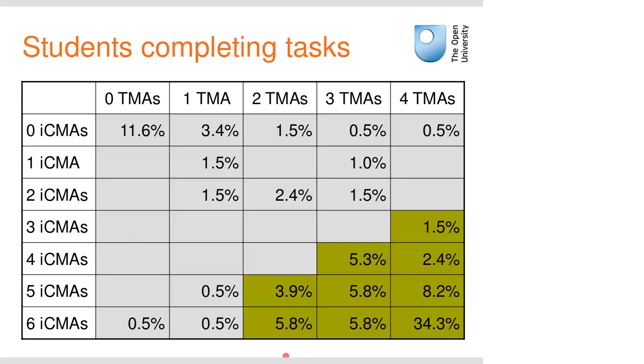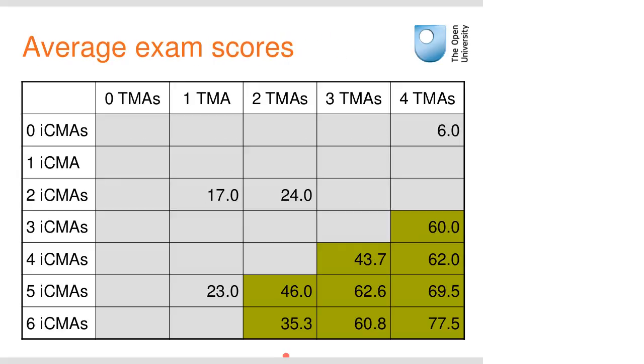So what you're seeing there is the number of students in each box. And as you can see, this is still quite a hard module. There were too many students who started and didn't complete it, which is still a problem, but it's better than it was. Of course, what we really want to know is what effect did this have on their score in the exam? And that looks like this, which is quite good.